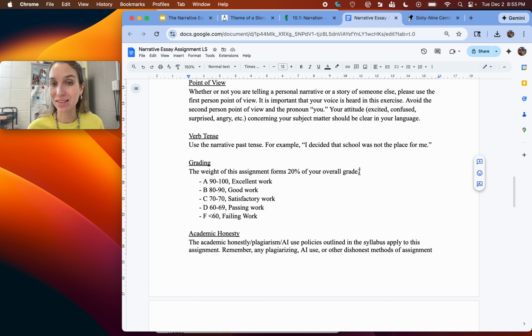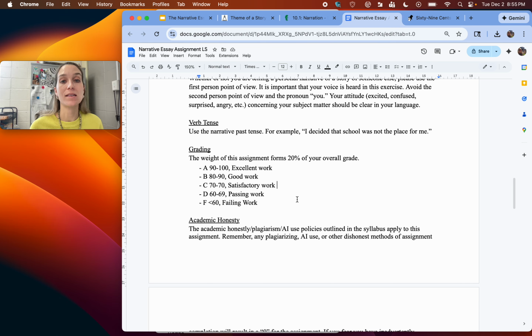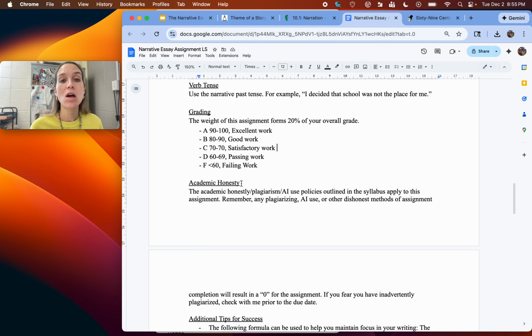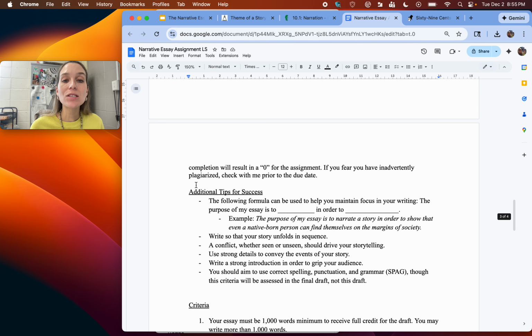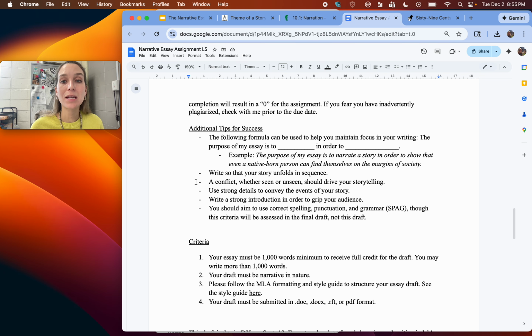The weight of this assignment forms 20% of your overall grade for this class. So yes, this is a big assignment. And as always, the academic honesty, plagiarism, AI use policies outlined in the syllabus apply to this assignment. So as you get started, please note my additional tips for success.